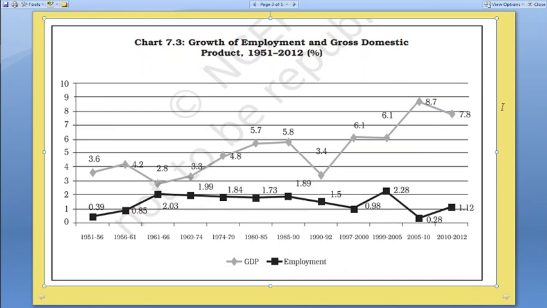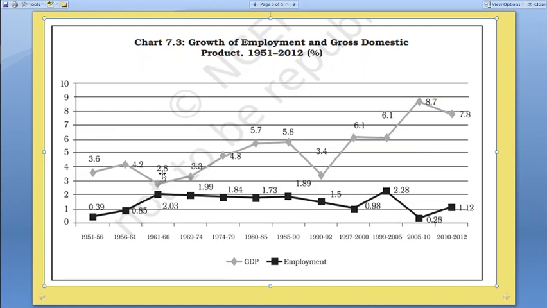Before we go into the discussion, let's look at the chart from 1950-51 to 2012. The light line shows the GDP growth, and this black line indicates the growth in employment generation in percentage. From 51 to 60, that means in this decade after independence, our income generation was up. The income growth is higher than the growth of work.